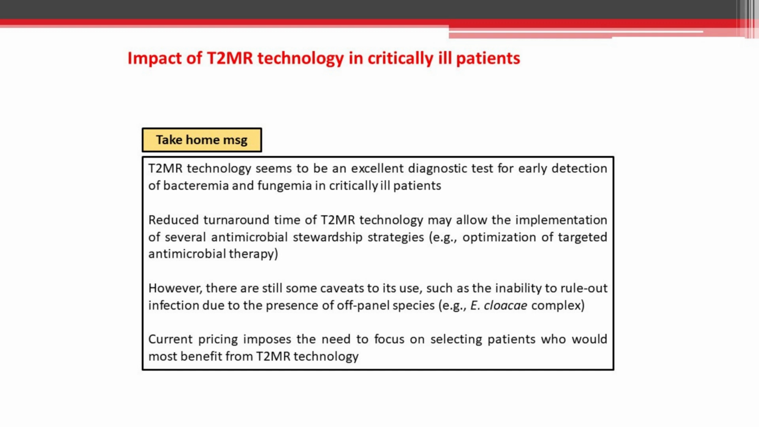However, there are still some concerns, and of course one of them is the inability to rule out infection due to the presence of off-panel species. For example, in my setting, Enterobacter cloacae is a huge pathogen in the ICU, and it's not currently covered by the T2 bacteria panel, but that could be one of the ways of improving the panel in the future. And the final thing is that current pricing of the test imposes the need to focus on selecting which patient would benefit the most of this new technology.